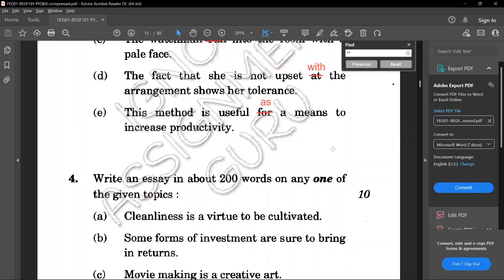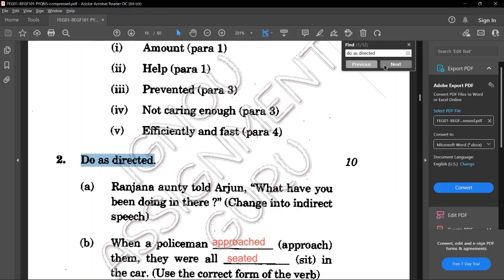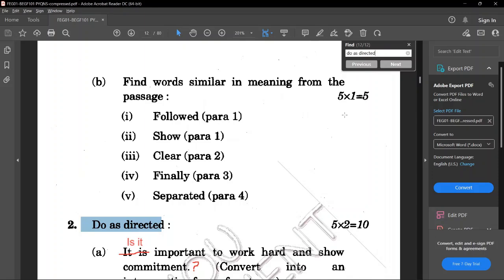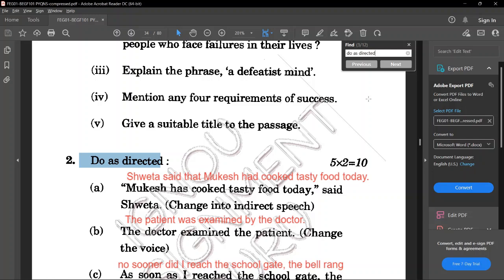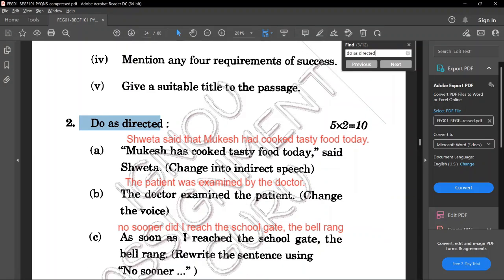Okay. We'll go to the next paper. Guys, just give me a second. I have to change it to do as directed. Okay, so I'm going to the previous. We are in paper 3 now. Okay, this is the right paper.